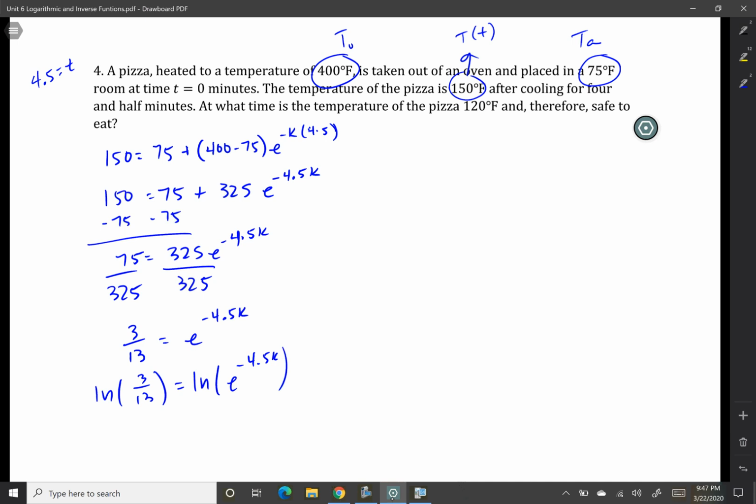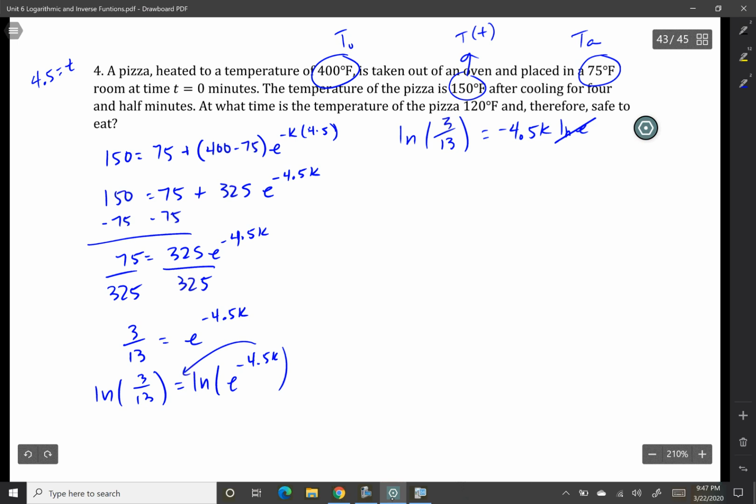Once I natural log both sides, that exponent can come to the front. So now I have the ln of 3 over 13 is equal to negative 4.5k ln of e, which becomes 1, divided by negative 4.5, and now I should know my k value.